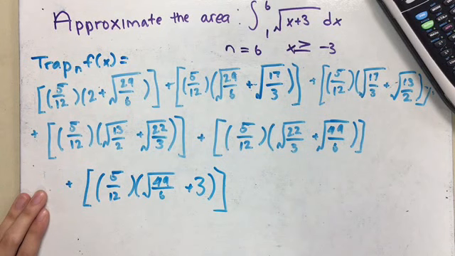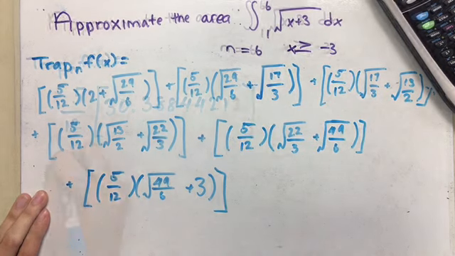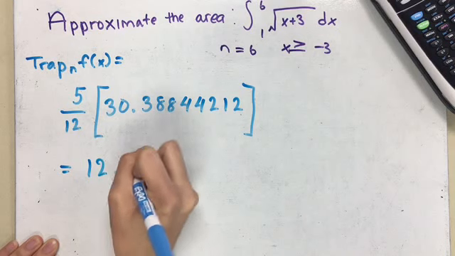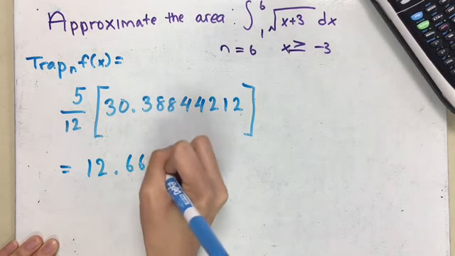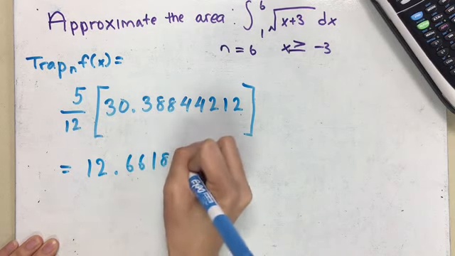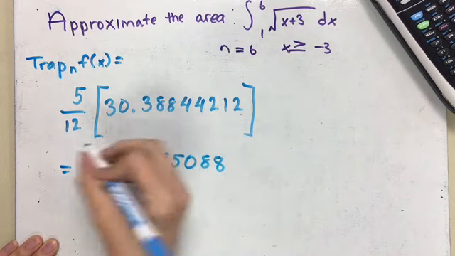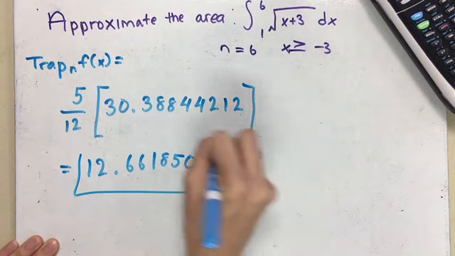After this, calculate the f of x values by using the original equation, the square root of x plus 3. This would give us the results that are shown. Finally, through basic arithmetic, you should get about 30.388 for the sums. Then multiply this by 5/12 to get your final answer of 12.66185088 for the approximate area under the curve.